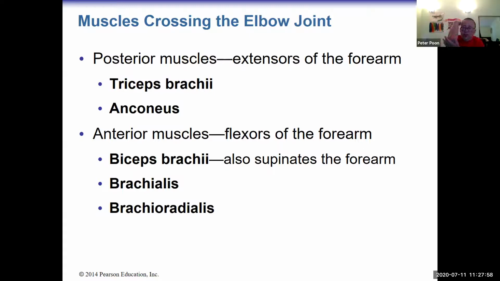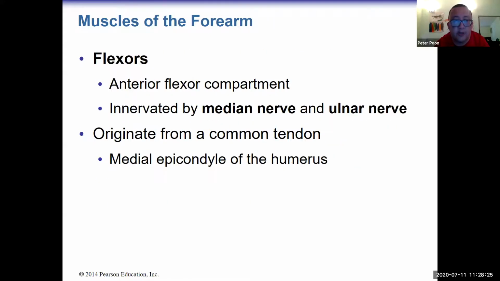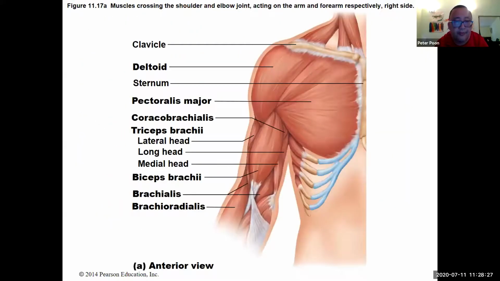So you have muscles crossing the elbow joint. On the posterior side, you'll have one muscle that you're responsible for, and that's the triceps. On the anterior side, you have the biceps brachii. The other thing the biceps brachii does is also to supinate the forearm. The brachialis and brachioradialis. Let me show you what all those muscles are. Biceps brachii. Underneath it, the bigger muscle, the brachialis. Here's the brachioradialis.